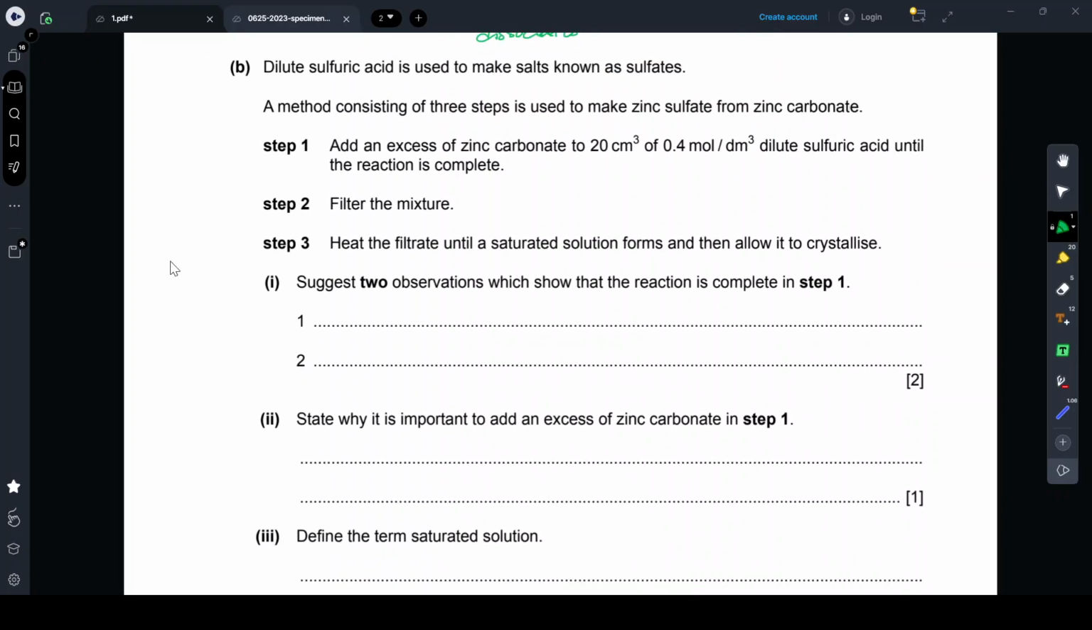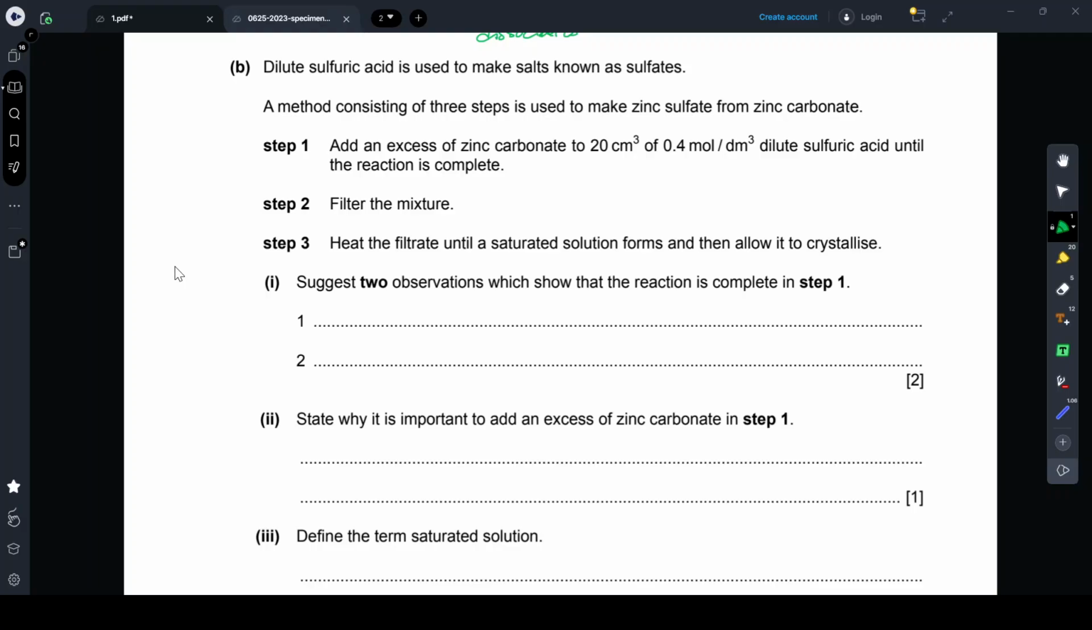Alright, dilute sulfuric acid is used to make salts known as sulfates. A method consisting of 3 steps is used to make zinc sulfate from zinc carbonate. Add an excess of zinc carbonate to 20 cm3 of 0.4 mol/dm3 sulfuric acid until the reaction is complete. Filter the mixture. Heat the filtrate until a saturated solution forms and then allow it to crystallize. Now suggest 2 observations which show that the reaction is complete in step 1.